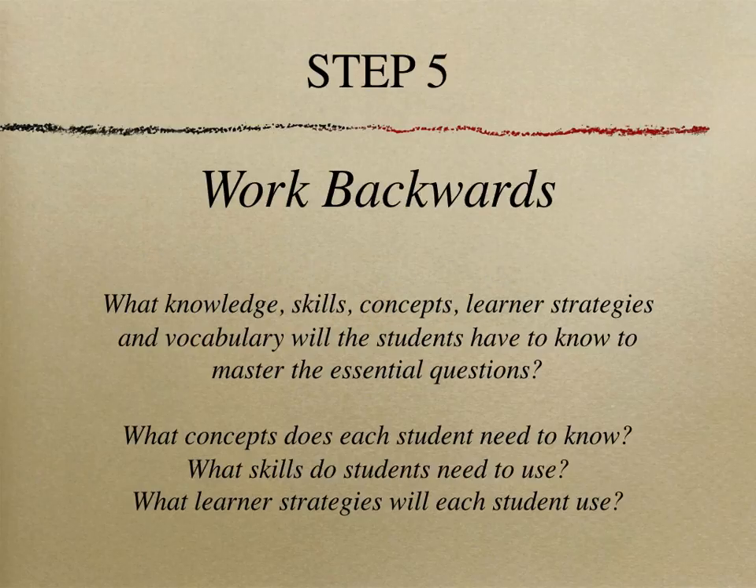Your fifth step is to work backwards. So you think about what knowledge, skills, concepts, learner strategies, and vocabulary the students will have to know in order to master those essential questions. What concepts does each student need to know? What skills do students need to use? And what learner strategies will each student use?